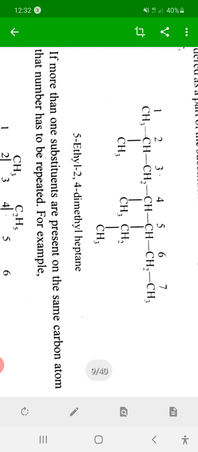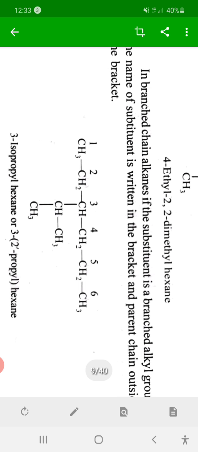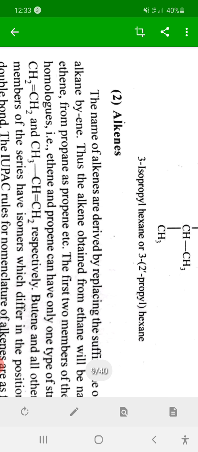Then here also three substituents, the methyls are 2 times, therefore 5 ethyl and 2,4 dimethyl, 2,4 dimethyl heptane. In this way here, 4 ethyl 2,2 dimethyl hexane, parent is hexane. Then here the substituent is isopropyl, therefore 3 isopropyl hexane, or 3 in bracket 2 dash isopropyl, hexane.